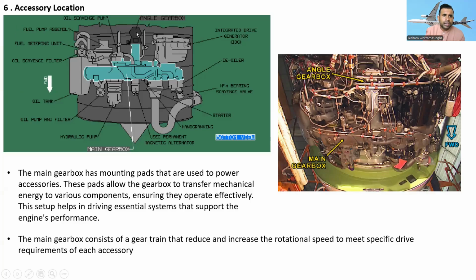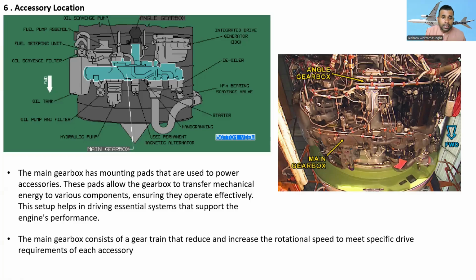You can see here is the angle gearbox, and this is the main gearbox in green color. This is the de-oiler, and the number 4 bearing scavenge valve, and this is the starter. This is used to start the engine, and here is also the hand cranking. We use it when doing the borescope inspection. We use hand cranking to slowly rotate the high pressure compressor and high pressure turbine.